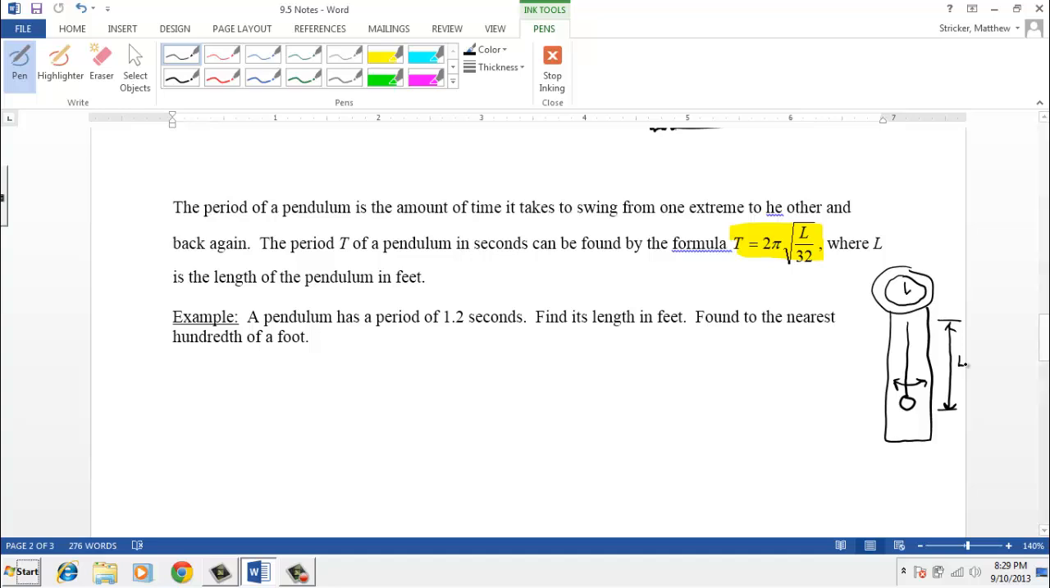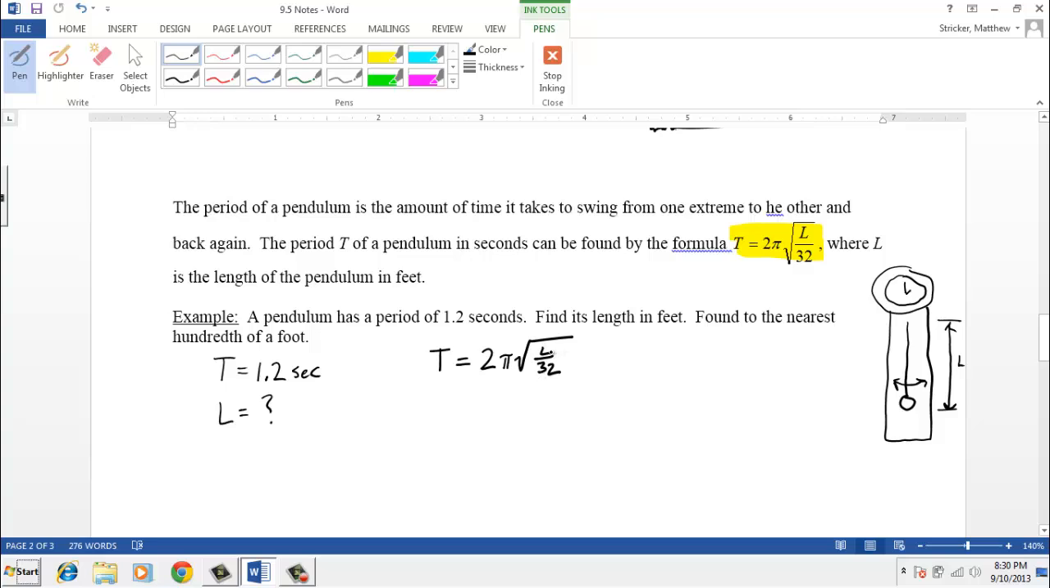So in this example it says the pendulum has a period of 1.2 seconds. So they're telling us that T, that's the period, is 1.2 seconds. And it says to find its length. We want to find what L is. And it gives us some directions for rounding. So notice, in our original equation, L is inside the radical. So we have to be able to solve the literal equation. We have to take T equals 2 pi times the square root of L over 32, and solve for L.